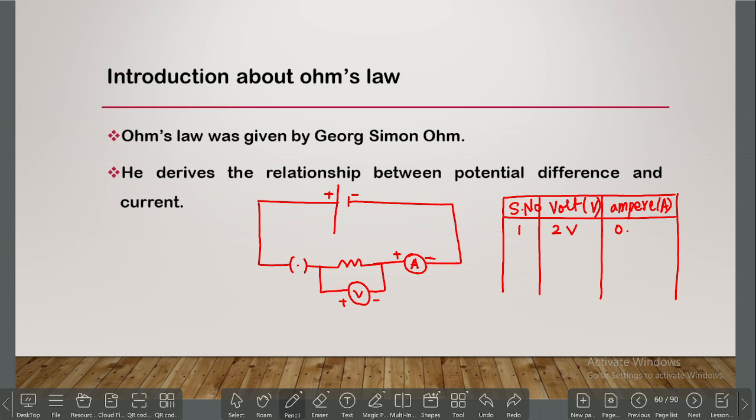Then he observes that 0.1 ampere of current is passing through the conductor. So this is, for example, a value I just gave. This is the initial observation he made.